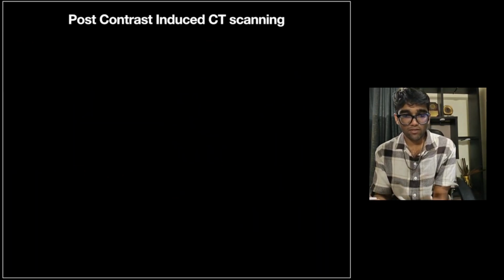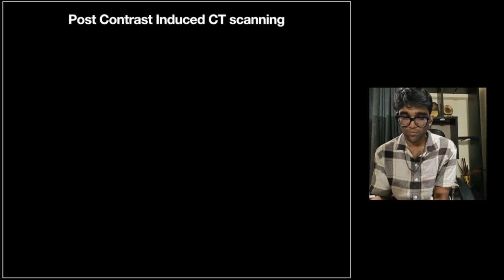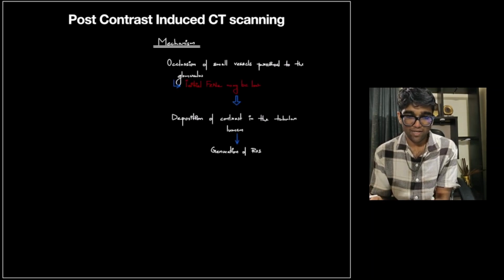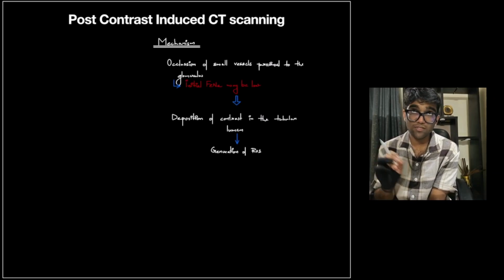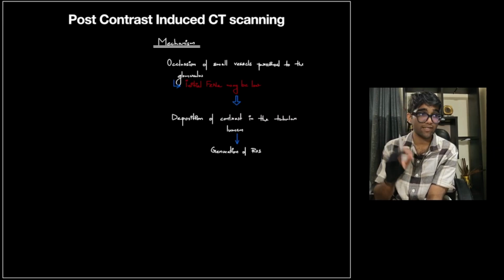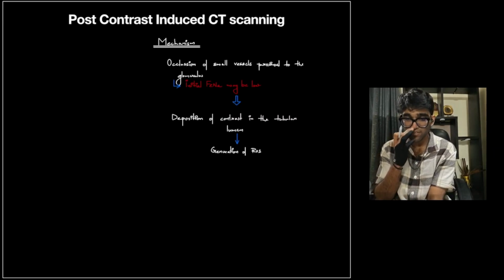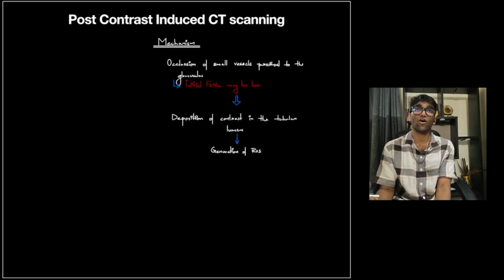On the other hand, you can have post-contrast induced nephropathy, not CT scanning. Pardon the mistake. So this happens due to occlusion of first the small vessels proximal to the glomerulus, resulting in initially a decreased GFR. Although at this point most people don't diagnose it, so normally it is said that the GFR is not decreased.